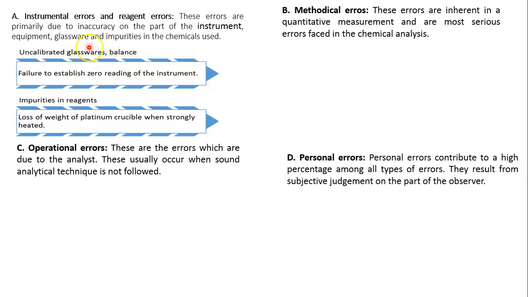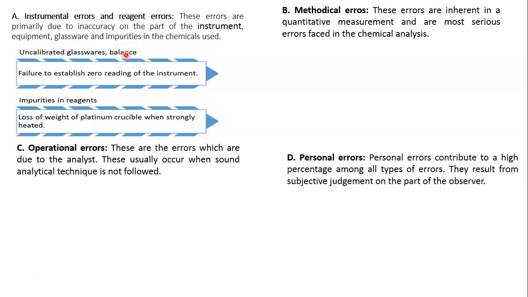If the glassware that you're using is not calibrated, for example, if you're using a 10 ml pipette, but that pipette is not delivering 10 ml, it is delivering more or less than 10 ml, then that glassware is uncalibrated. So you're supposed to be using calibrated glassware. It can come from uncalibrated glassware. If you're not using branded glassware, there is a possibility that your glassware may be uncalibrated.